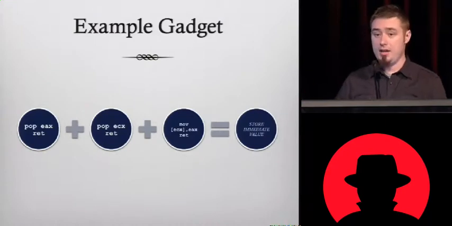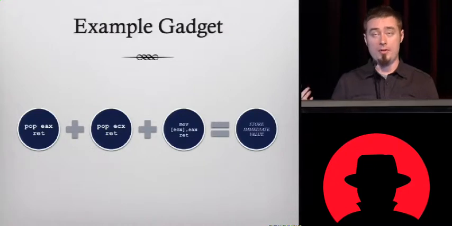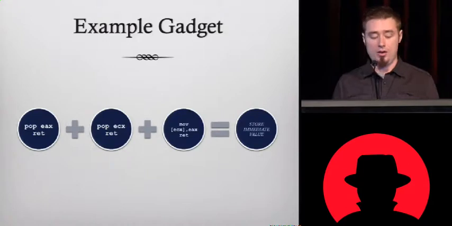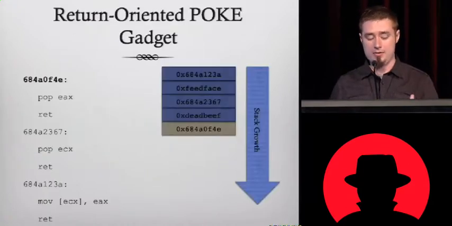Second one is a pop ECX ret that'll set ECX to another value. And the third one will store EAX into the memory address pointed to by ECX. And now we have a store immediate value, or if you're an old Commodore 64 programmer, you think of this as a poke. Here's basically how it works with yet another stack diagram.